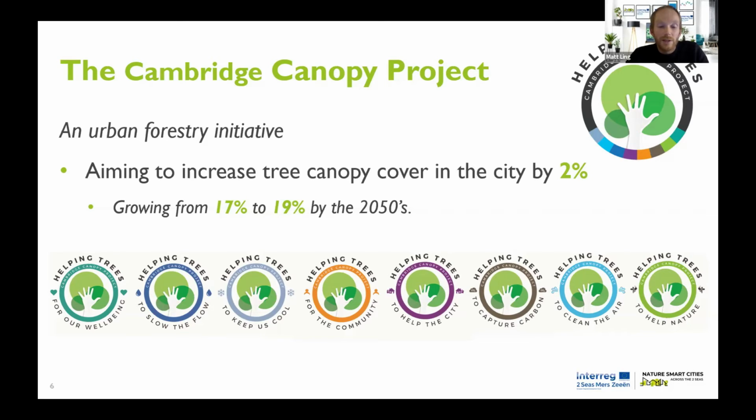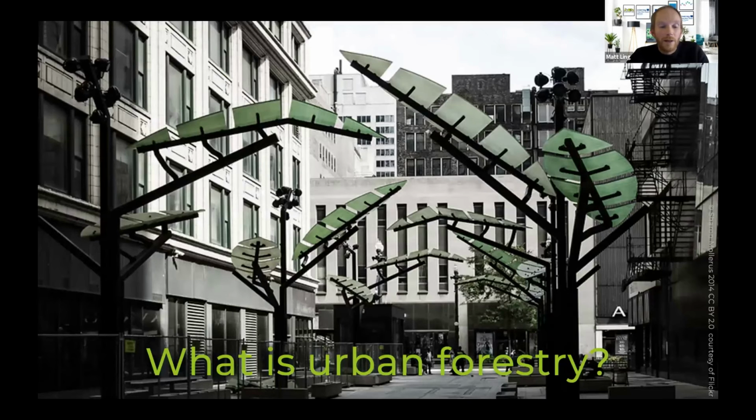The Cambridge Canopy project is an urban forestry initiative, the main aim of which is to grow our urban forest by 2%. But before we delve into that in more depth, first, what is urban forestry? Unlike the image here, urban forestry does not mean building trees or tree-like structures. In fact, urban forestry is an approach of managing trees in urban environments. It requires that all trees in a town or city are seen and managed as one continuous single population.